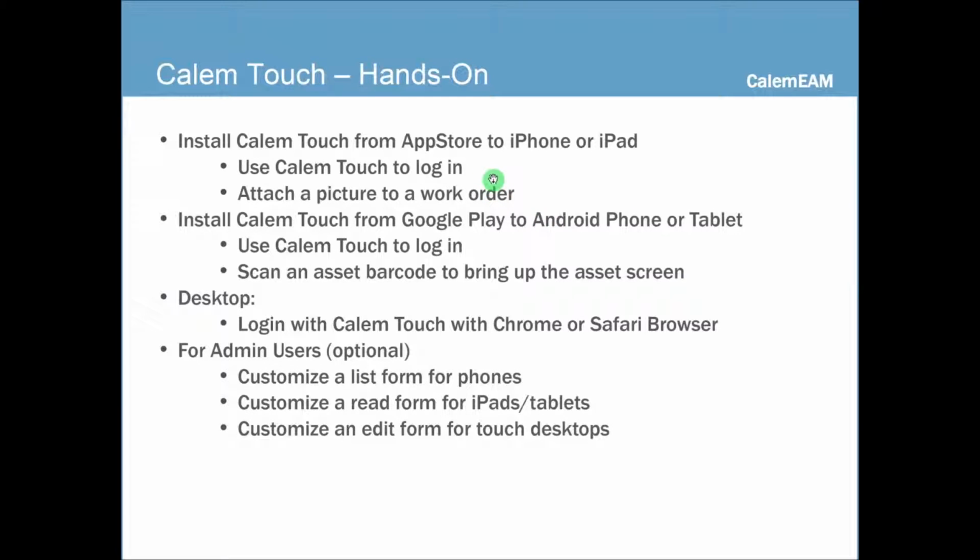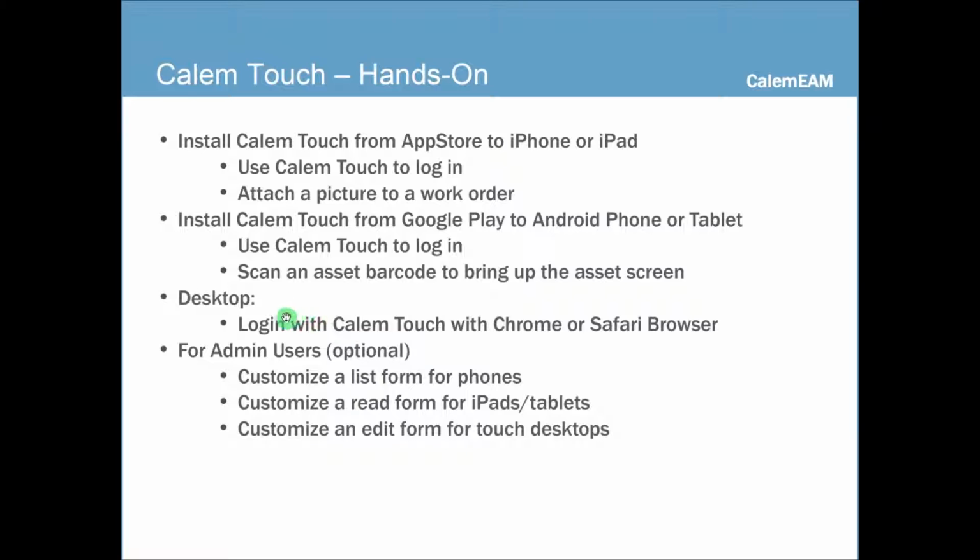For the hands-on for Calem Touch, we like for you to install Calem Touch from App Store to iPhone or iPad, log in, and attach picture to a work order. And we also like for you to install Calem Touch from Google Play to Android phone or tablet, log in, and scan asset barcode to bring up an asset screen.